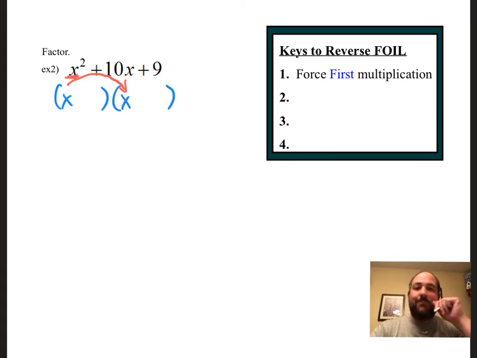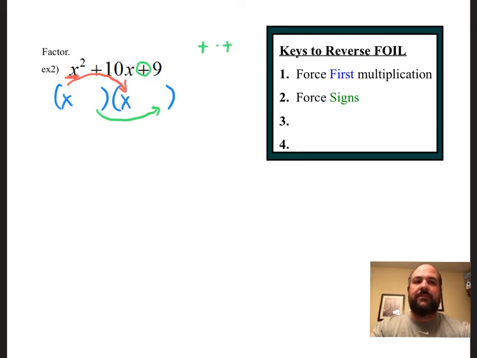Second step, in my binomials, I'm going to need plus signs or minus signs. So we're going to force the signs to work out the way we want them to. And the key in this case is going to be the last term sign. So when I look at that last term, the plus means that when I take my last multiplication here, I need to multiply two things to get a positive. Well, to get a positive, I could multiply either a positive times a positive, or a negative times a negative. The question is, which of those do I want to choose?